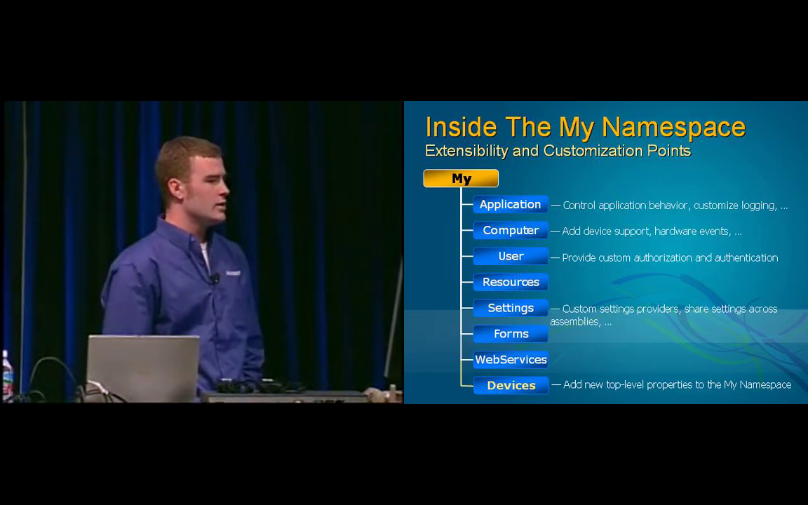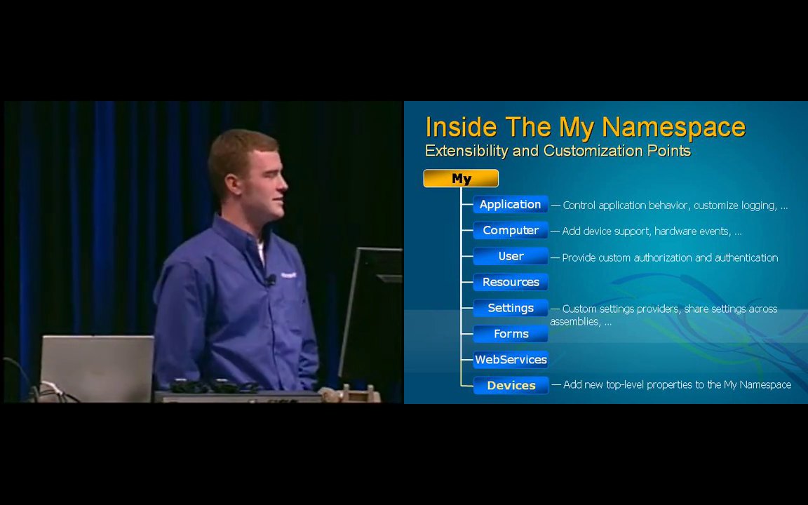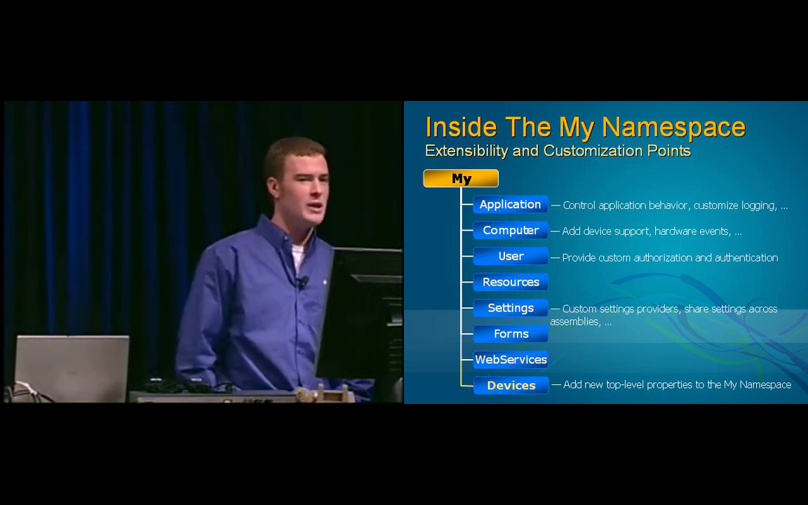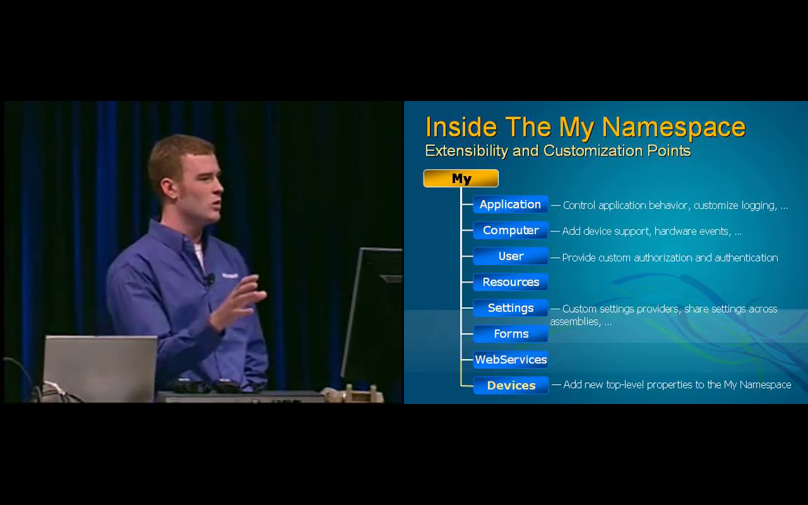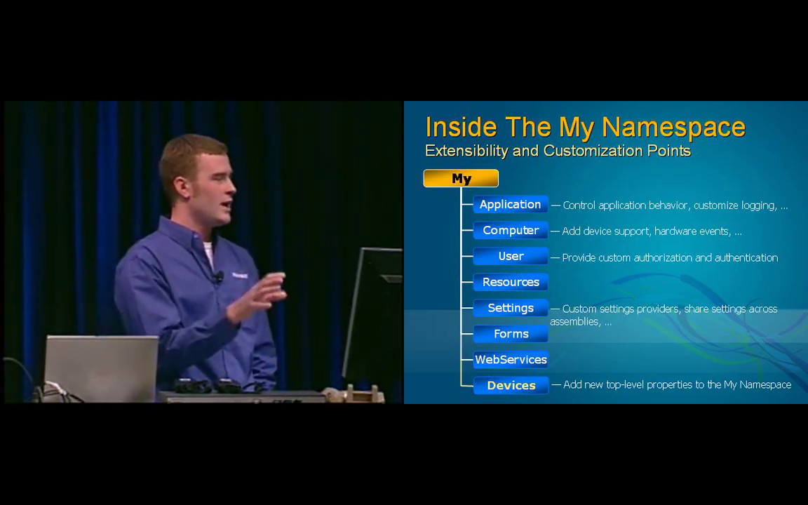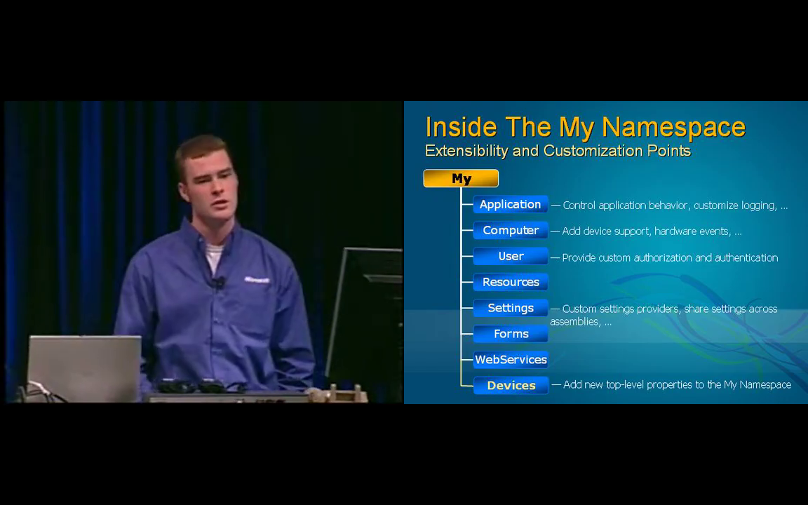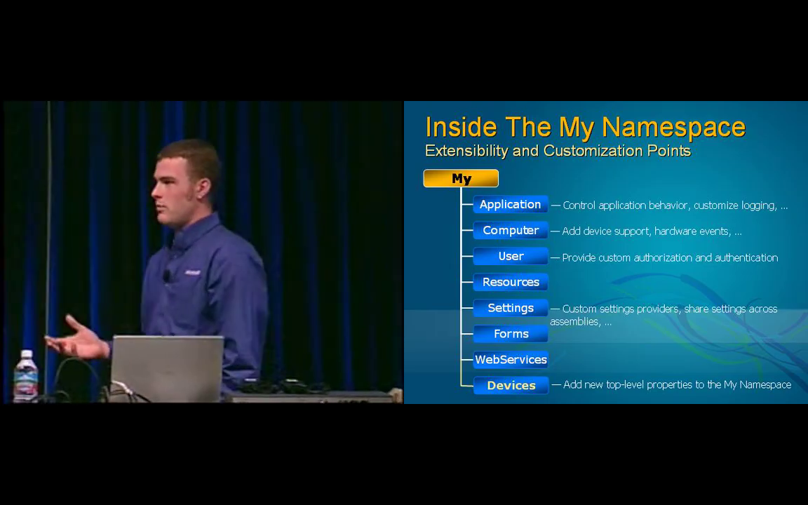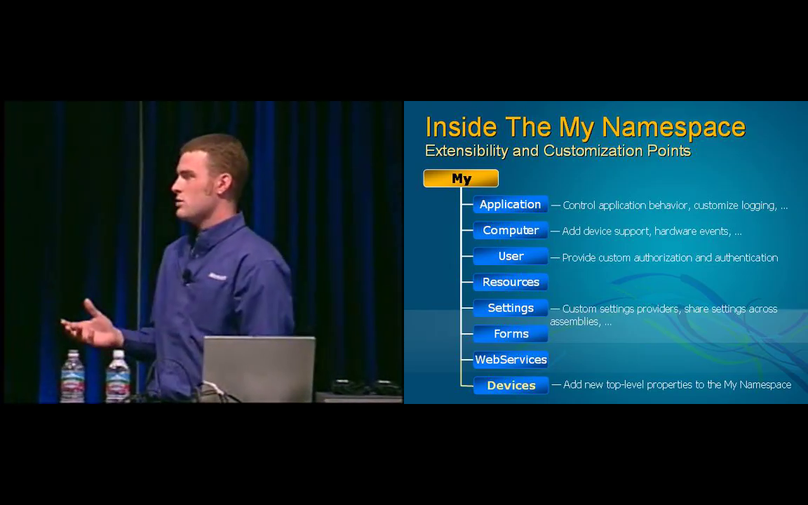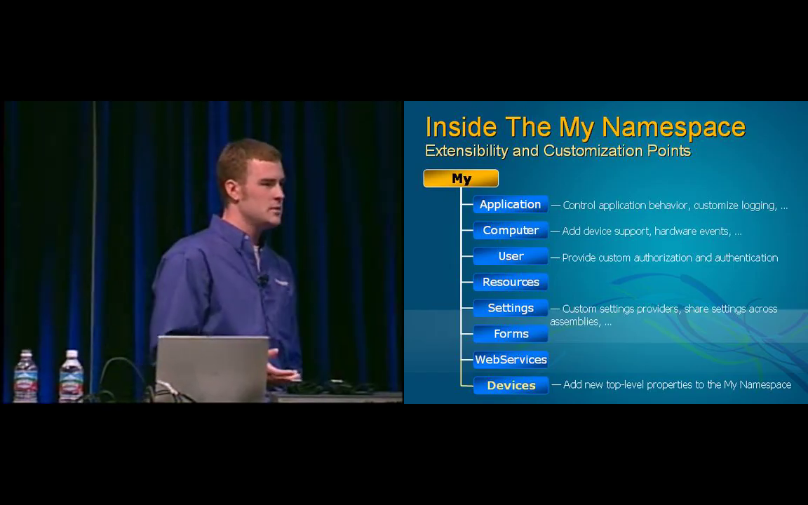So as we look at the My Namespace, if you were at the PDC in 2003, you probably saw this exact same slide. And we talked about all the cool things that were in there. Well, what I'm going to talk about is more what's in here and what you can add to this picture. So we start with My.application. In my mind, My.application is really the guts of My. It's what controls your application's behavior. It fires events. It enables you to do things like single instancing.